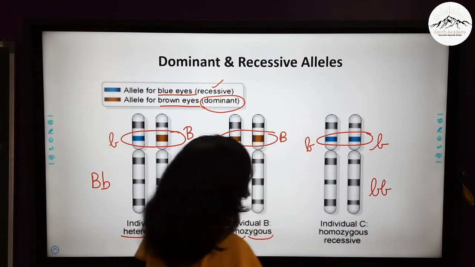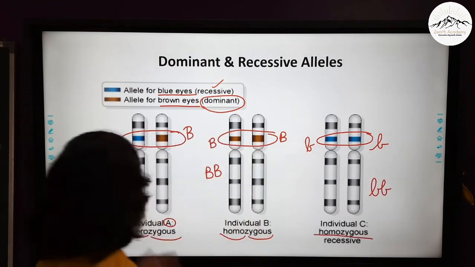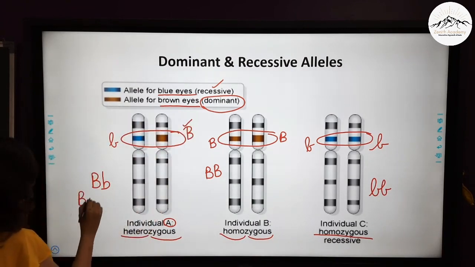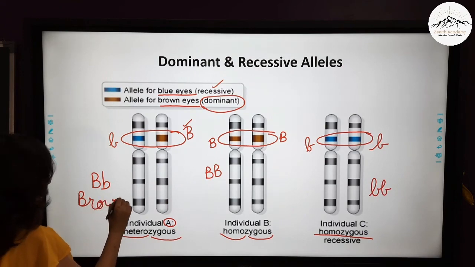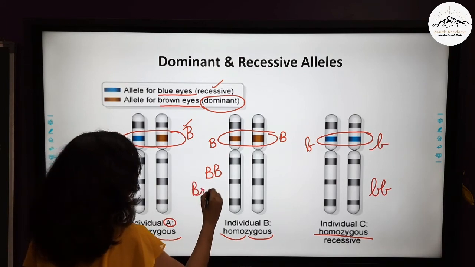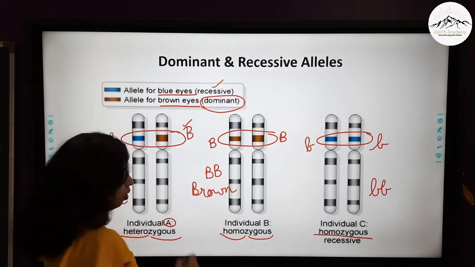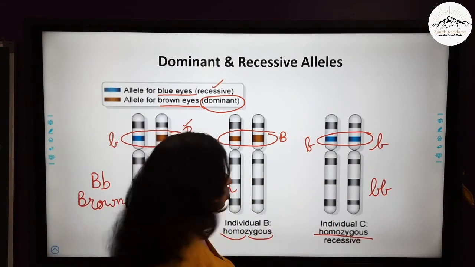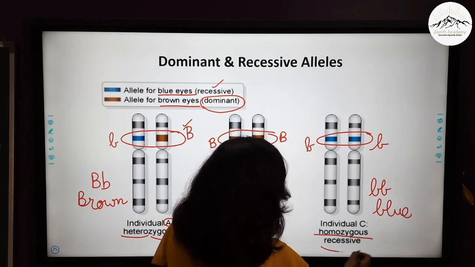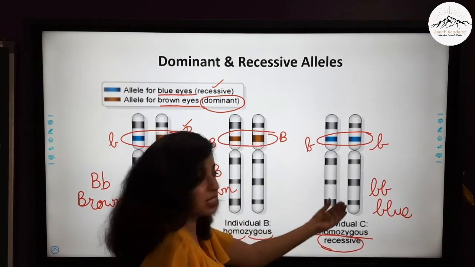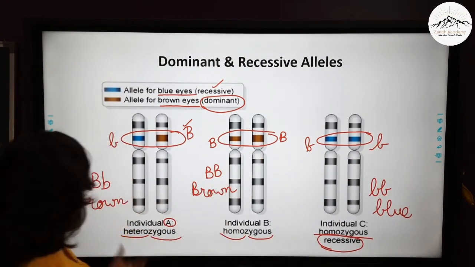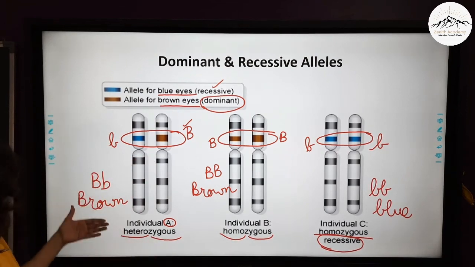The genotype is small b, small b. So this is also homozygous, but here what is dominant? This one. So individual A will have brown color. Here both are dominant, so obviously it will have brown color. Here both are recessive, there is no presence of dominant, so this will have blue color. This is homozygous recessive, both are the same. This is homozygous dominant, and this is heterozygous with the color brown.